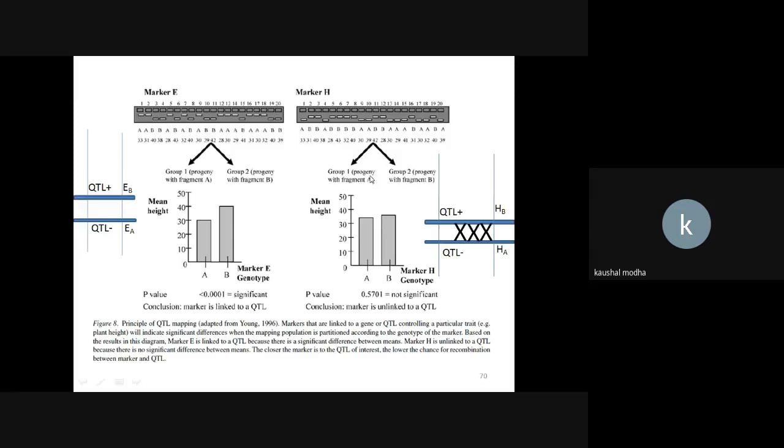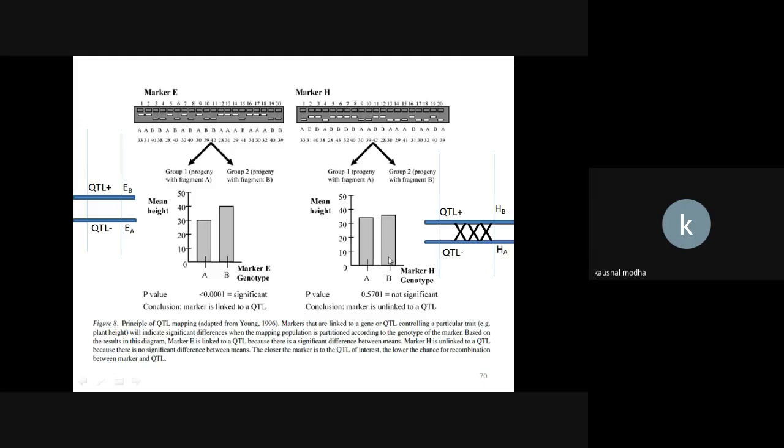So in that case, if you work out the mean performance of these RILs, because the presence of a particular allele is not always associated with the favorable effect, or the presence of this allele is not always associated with a negative effect due to independent assortment between marker and the QTL, the mean difference between these two groups would be non-significant.